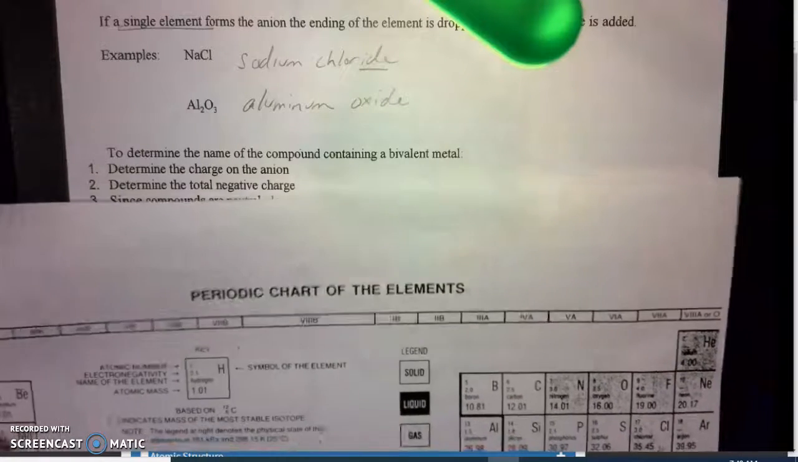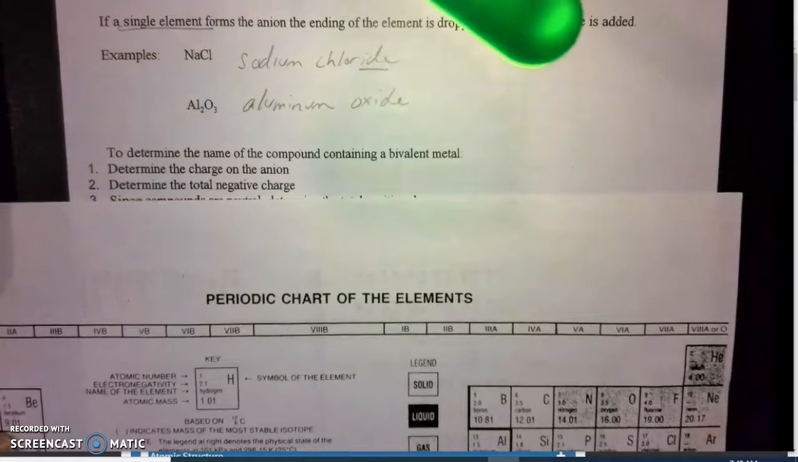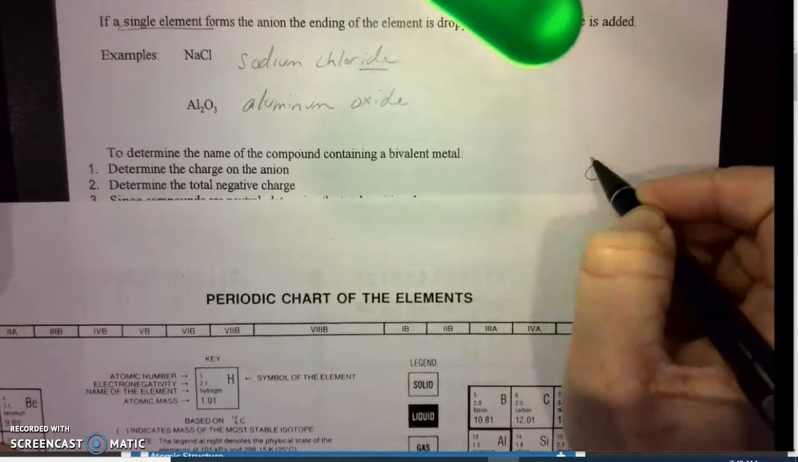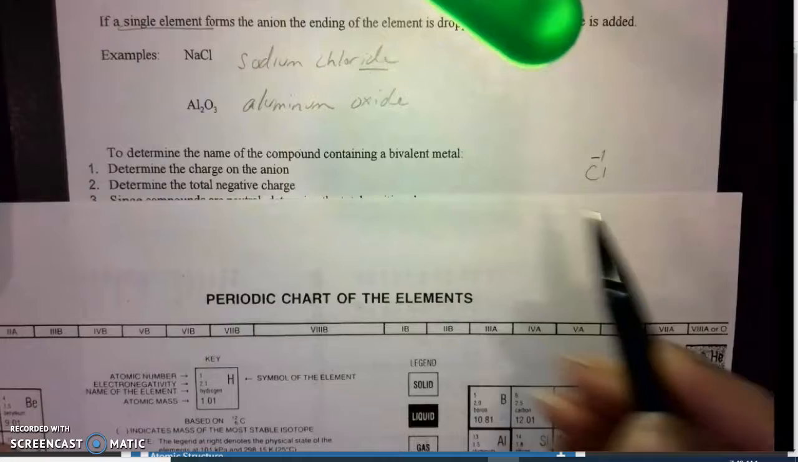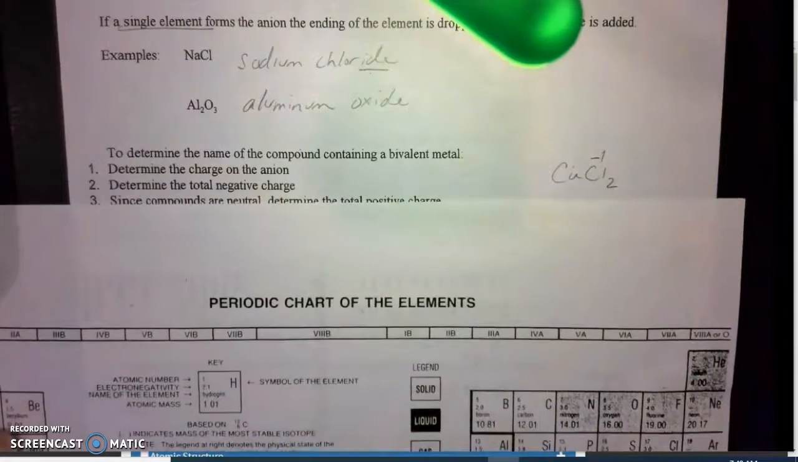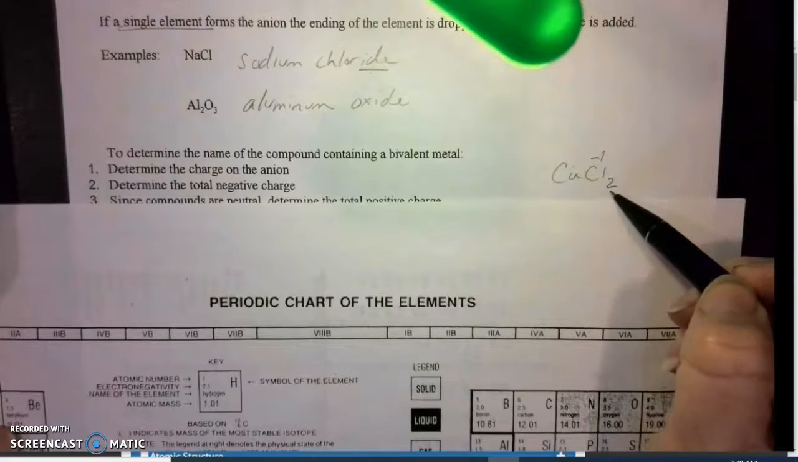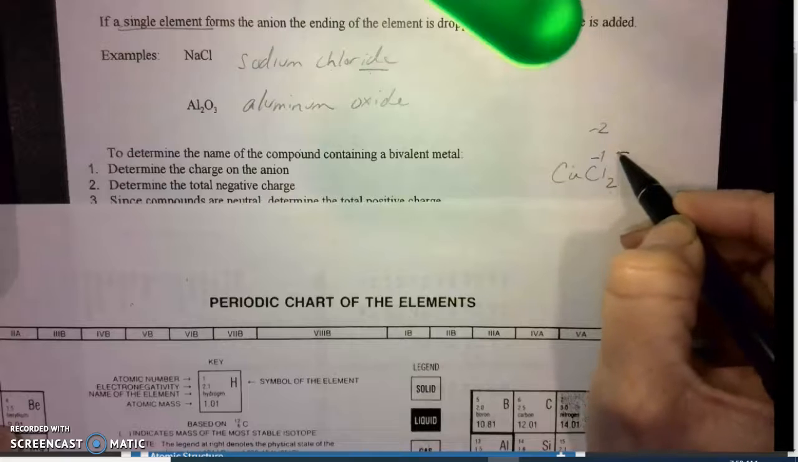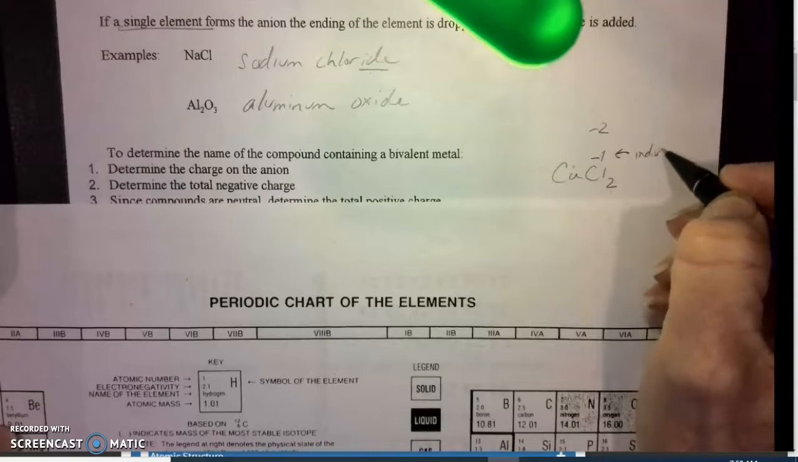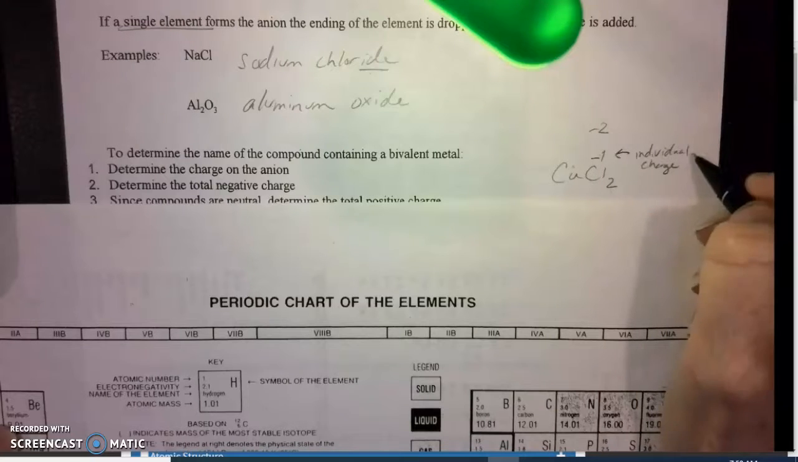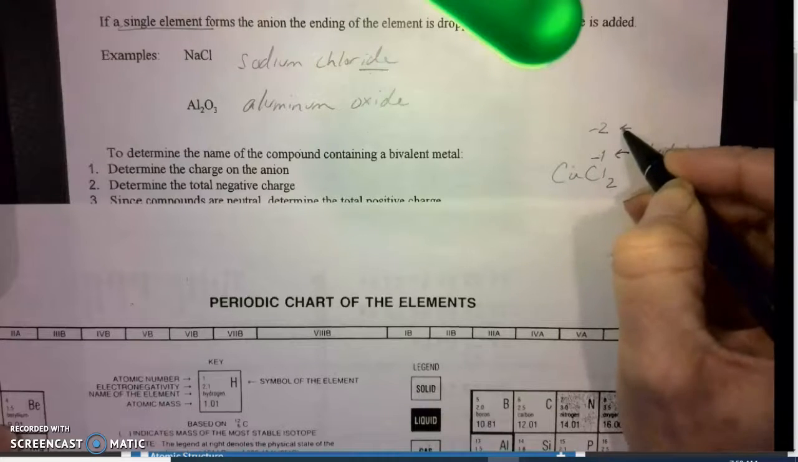So if we go to the periodic table for chlorine, we know that it is in group 7A, so its charge is going to be -1. I'm just going to work through this over here with this one. So chlorine is -1. I'm going to write the whole formula. Then the second step is determine the total negative charge. Since I have 2 of these, 2 times -1 is going to be -2. I use a 2-line system here. This is the individual charge on the bottom, so that's every atom, my individual atom charge, and this is the total charge.